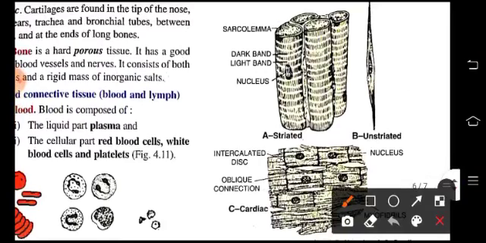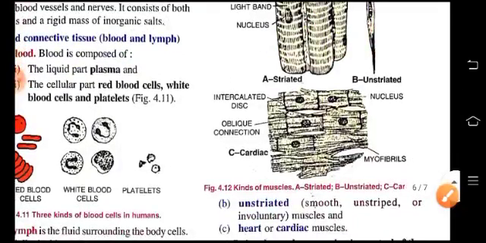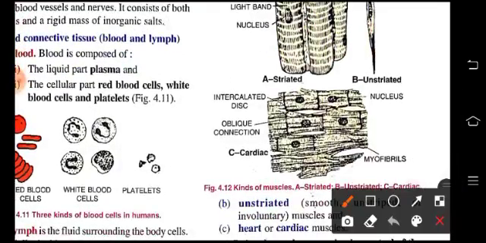Striated muscle cells, as you see here, children, have dark bands and light bands. The nucleus is also present. And this is the unstriated muscle cell, and this one is the cardiac muscle cell, which is present in the heart. There the intercalated disc is present, then the oblique connection is here, the nucleus is present, myofibrils are there, and see, cardiac.